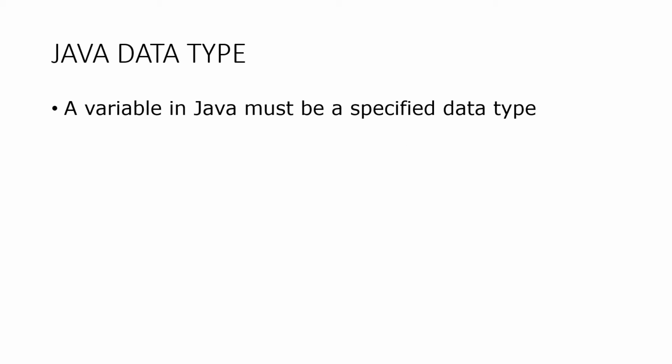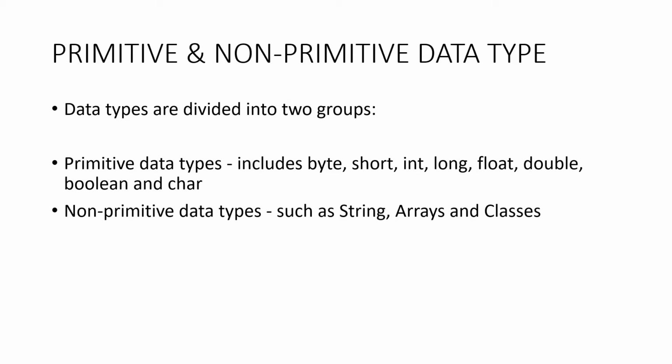See, as discussed, a Java data type means a variable in Java must be of a specified data type. This data type can be byte, int, short, long. We discussed this even in the last video. So these data types can be classified into two: one is the primitive data type and another one is the non-primitive data type. So data types are divided into two groups, primitive and non-primitive.